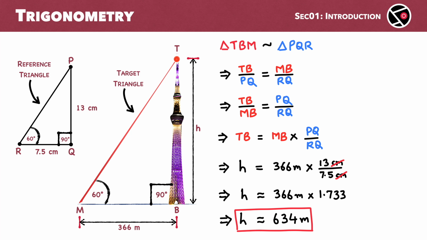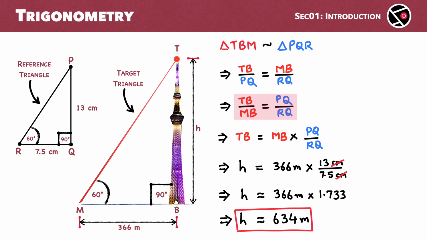Absolutely, 100%. With trigonometry, we could have solved this problem in just a couple of minutes. Let me show you how. Take a look here. The numerators on both sides, TB and PQ, are the sides opposite the 60-degree angle in each triangle. And the denominators, MB and RQ, are the adjacent sides to the 60-degree angle in each triangle.